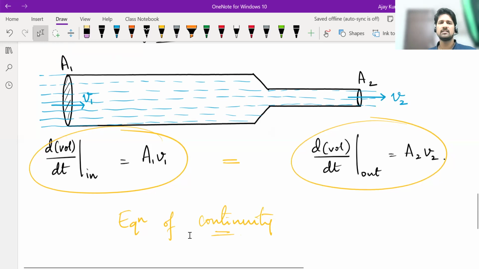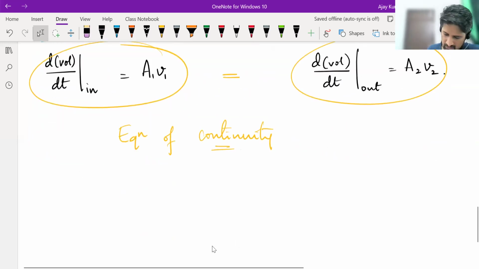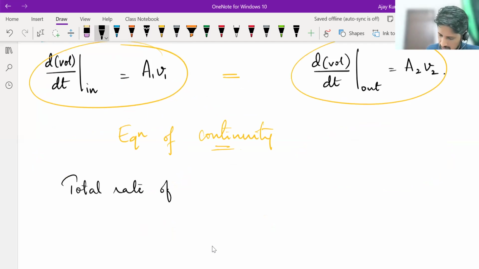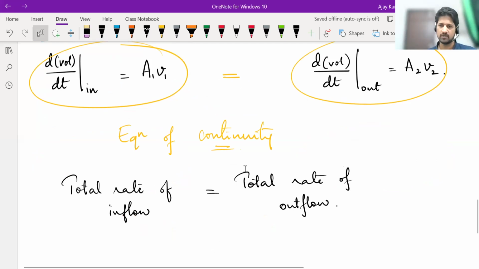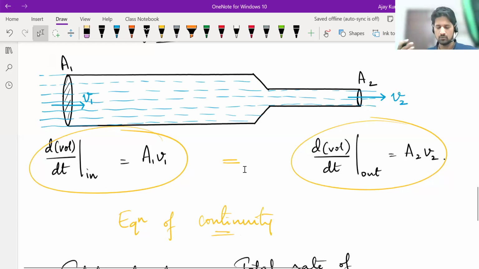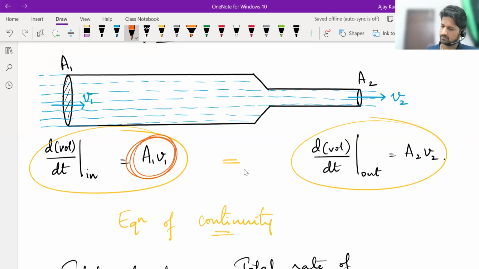If there are multiple inlets and multiple outlets, you can say total rate of inflow must be equal to total rate of outflow. Basically, the volume flowing in per unit time should be equal to the volume flowing out per unit time. That is the equation of continuity. And if you want to actually write the equation, you need to know how to express volume flow rates. That is why we had discussed that part first.